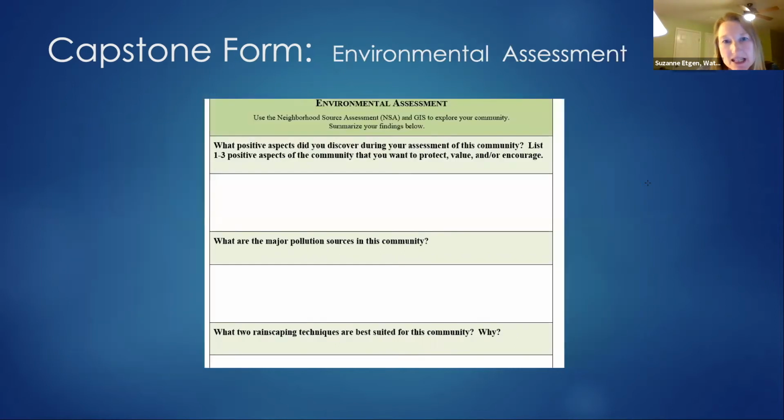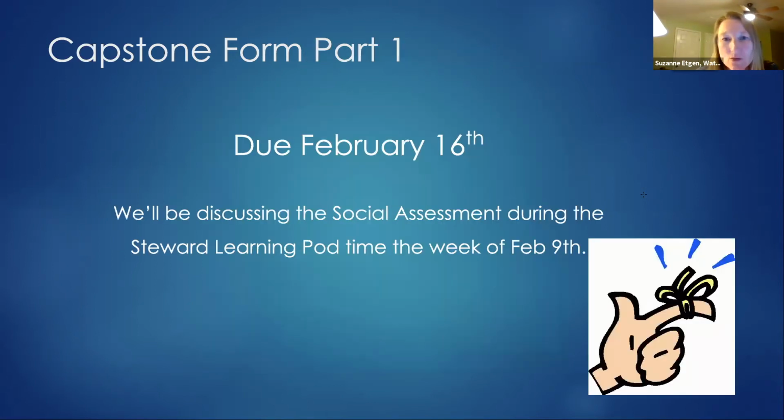And then for the environmental assessment, again, you're going to be using the neighborhood source assessment and the GIS mapping application, which will be next class, to get the answers to this part. If you're ELIT, the NSA might work for you and it might not, and Noel will help you fill out this part. So that's what's going to be due on February 16th. We're going to discuss the social assessment part during the learning pod on February 9th. You don't have to turn it in, you just want to have it done so you can share with your class a little bit about your impressions.